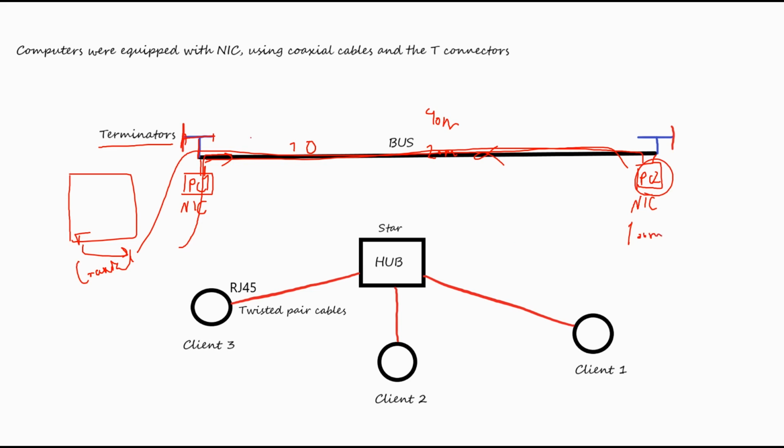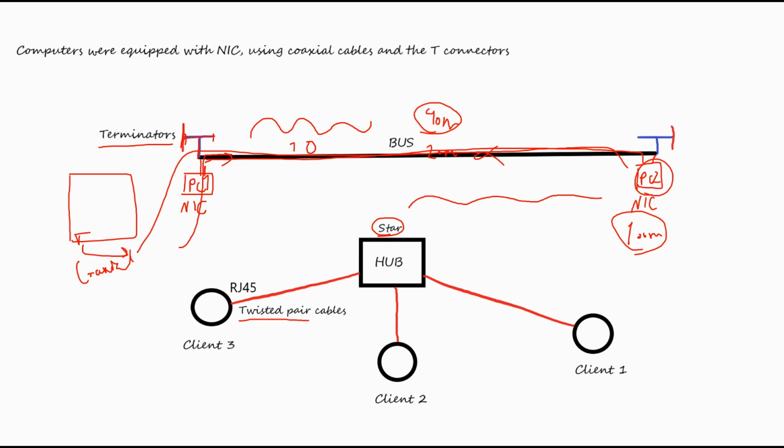If the normal flow was like this on a 40-meter distance, on a 100-meter it would be something like this. So PC2 wouldn't actually receive the data, and that's a real problem. So they ended up making the star topology. The star topology uses a device called a hub, and the hub used a cable called twisted pair.